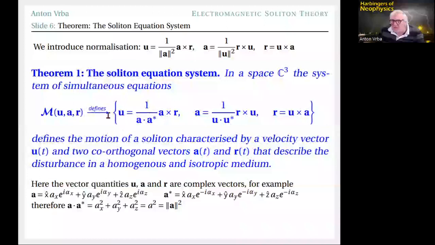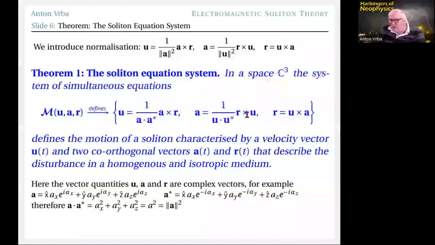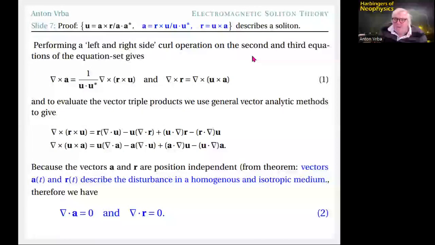So basically, from these three vector equations, I now define these three vector equations, and this is a Soliton equation. And I will now prove to you that this is a Soliton equation. We start by taking the curl of these two equations that I'll show in blue here. In other words, the curl of A is that and that.